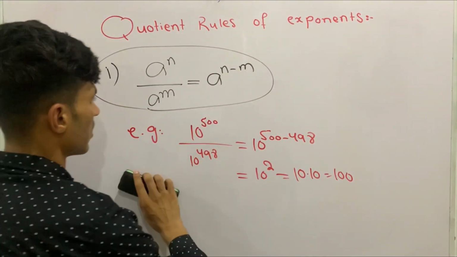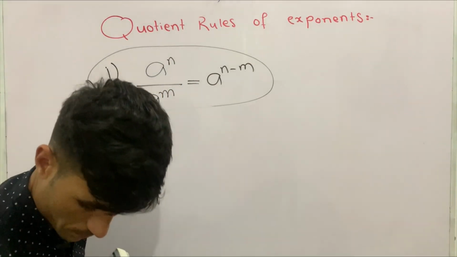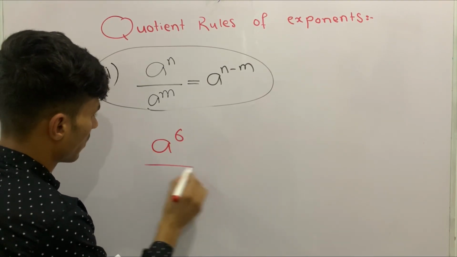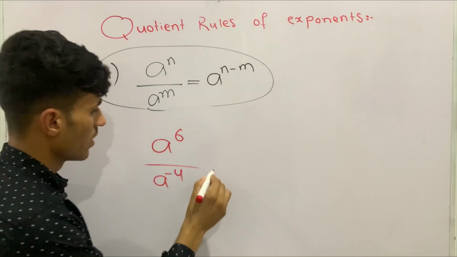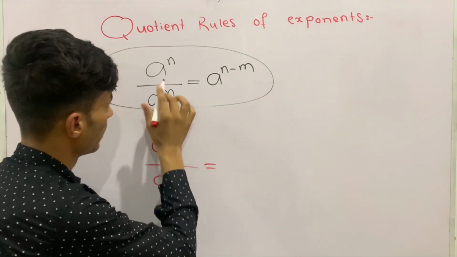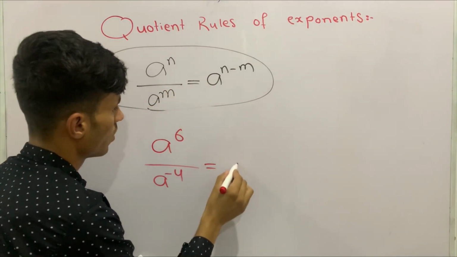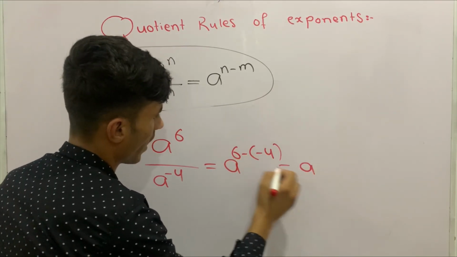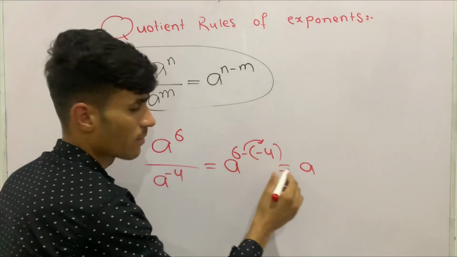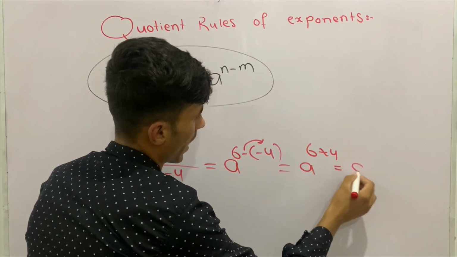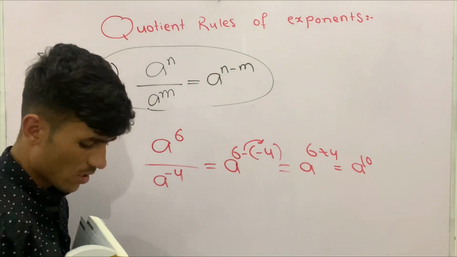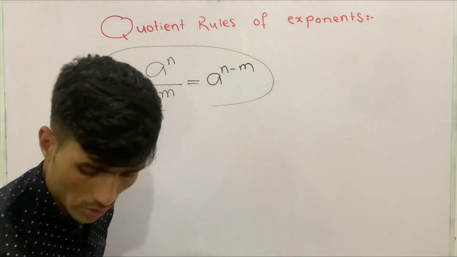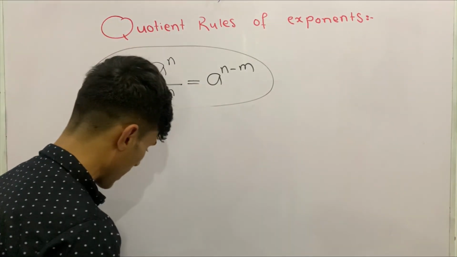So let me just erase it and we'll show you another example from the textbook. That is a to the 6 divided by a to the negative 4. Applying this rule, which is 6 minus negative 4, a minus into minus becomes plus, so a to the 10th. Okay? If you want to take its note, just pause the video, then start and pause the video again and again.